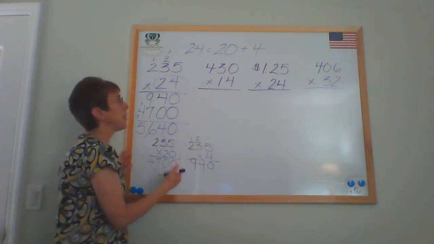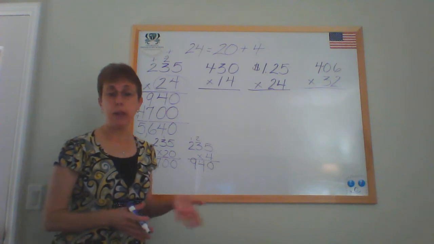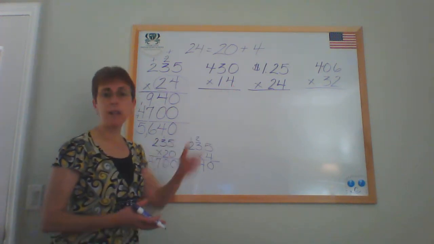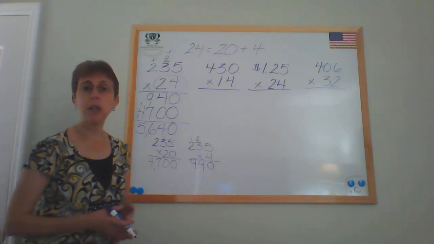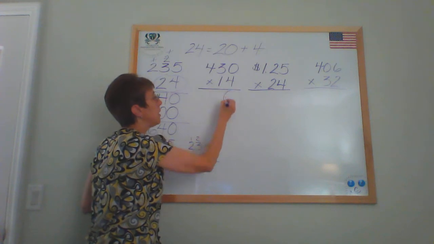All right, so let's move to the second problem. 430 times 14. Again, in expanded form, 14 equals 10 plus 4. And so we start with that single digit number. We start with the digit that is in the ones place, the 4. And so we say 4 times 0 is 0.